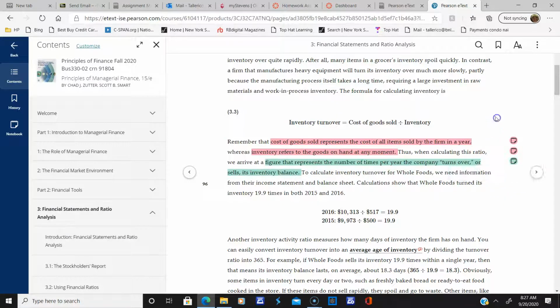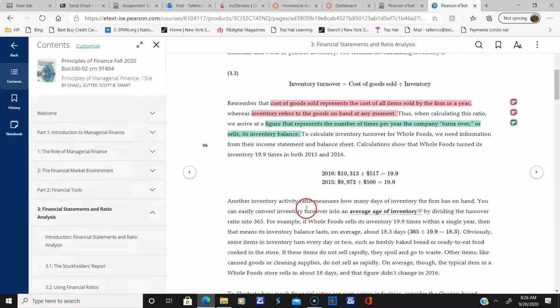So a good example of that, right? There was a large inventory of homes on the island, and people are now moving out of New York City. So they're buying homes out here to get out of the city, and the inventory is turning over rather quickly. Okay? So here's the inventory turnover for Whole Foods, and you can see this number hasn't really changed over the 2 years. Okay? So it turned over the inventory in 2015 and 2016, 19.9 times.